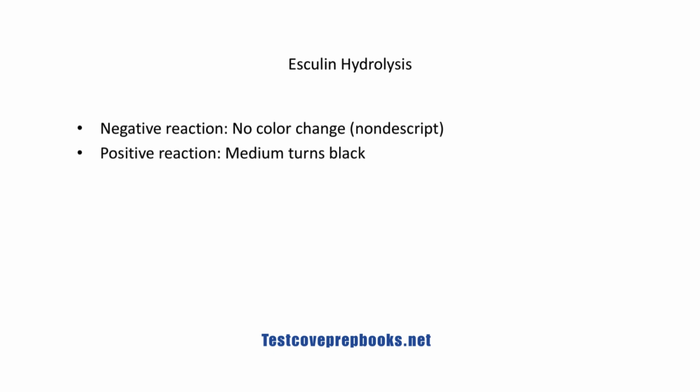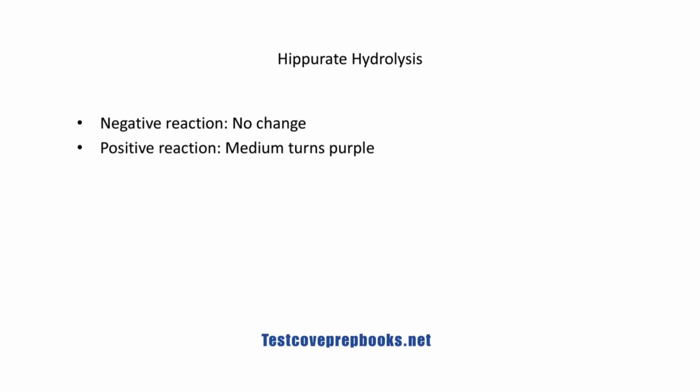Esculin hydrolysis is negative when no change occurs. A positive reaction is the appearance of a black color in the medium, indicating esculin breakdown. Hippurate hydrolysis shows no change when negative. A positive reaction produces a purple color, confirming hippurate breakdown.